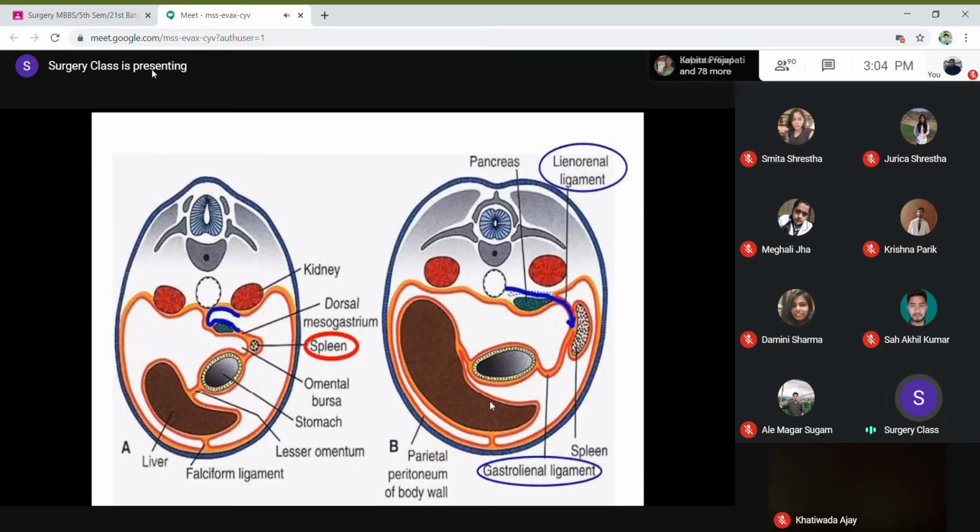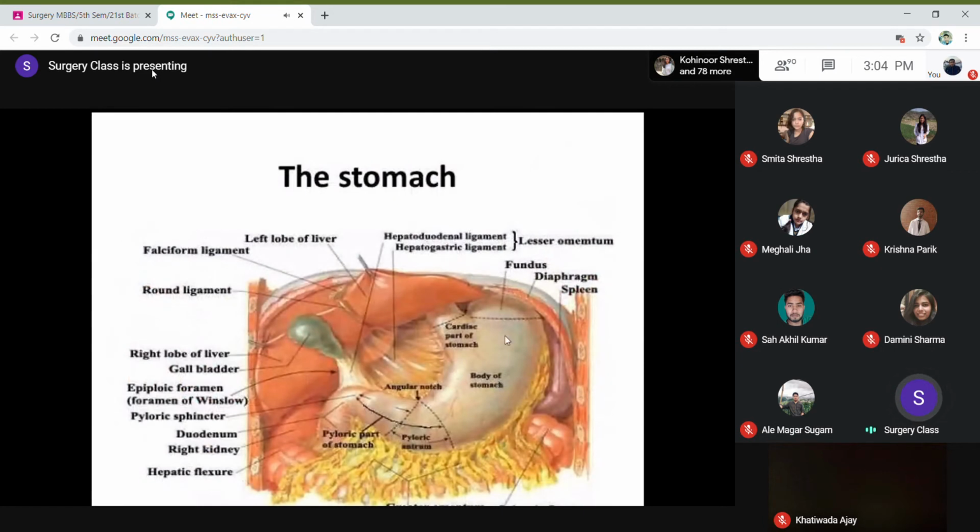Now you can see the relation of the stomach, and this is the lesser omentum. Then you can see the stomach here. These things you already know. Now if you see this picture, there is a foramen of Winslow here, and then you can see the hepatogastric ligament and the hepatoduodenal ligament, which is also known as the lesser omentum.